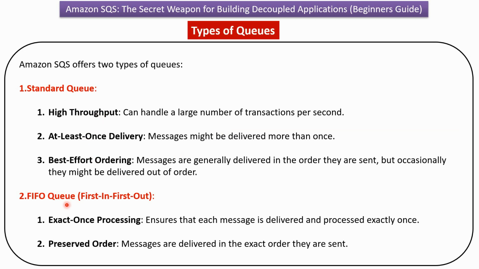Next one is FIFO queue. A FIFO queue supports exactly once processing, which means a FIFO queue ensures that each message is delivered and processed exactly once. A FIFO queue supports preserved order, which means messages are delivered in the exact order they are sent.